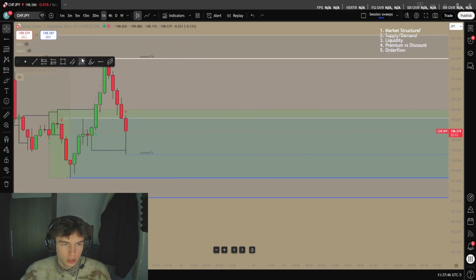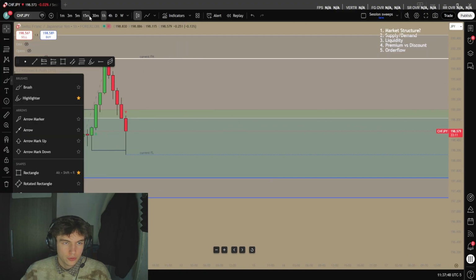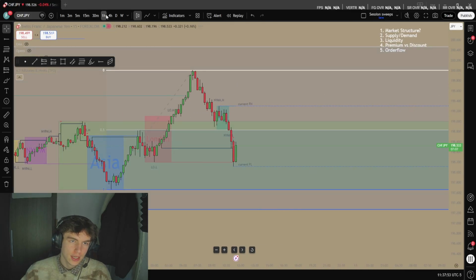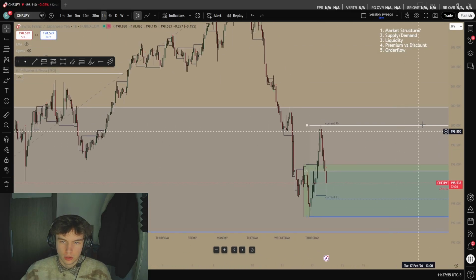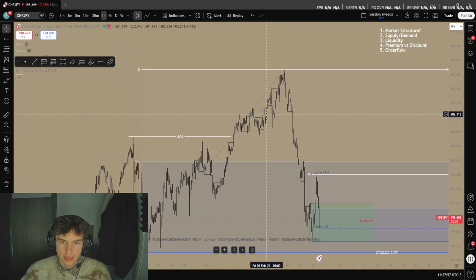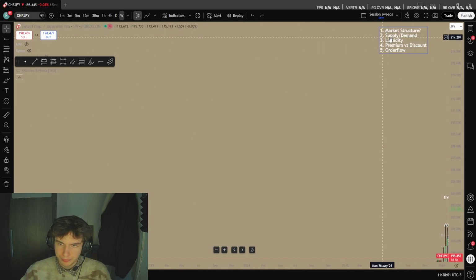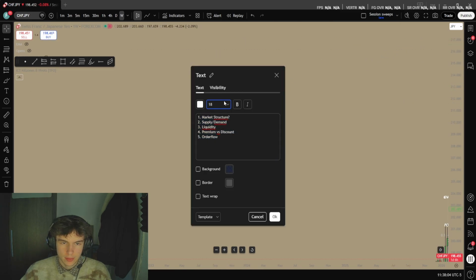So what we're going to do is wait for the 15 minutes to give me a fractal structure break towards the upside, to confirm that we are going to take out these highs and then overall go for this high. So, clear steps. These are my steps that I have.